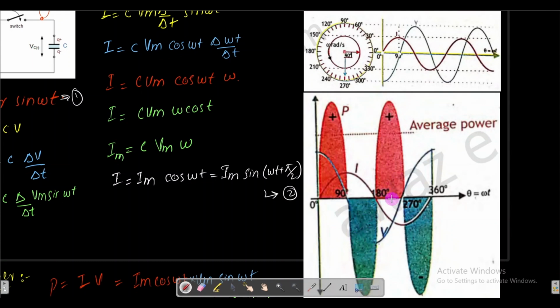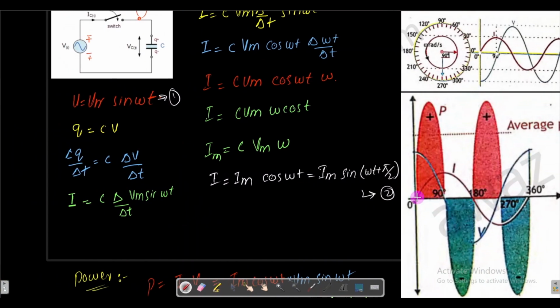Here both are negative, the current is negative and the voltage is negative, so therefore the power is positive. And in this case the voltage is positive and the current is negative, so if we multiply positive with negative, the answer will be negative, and this is for the power.